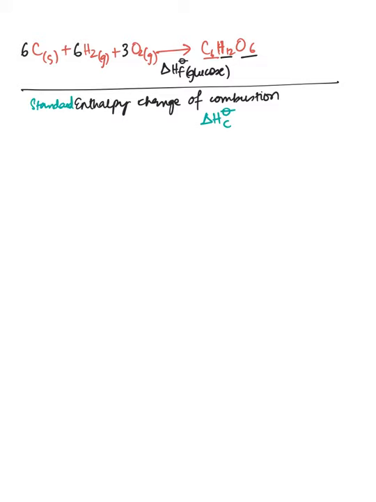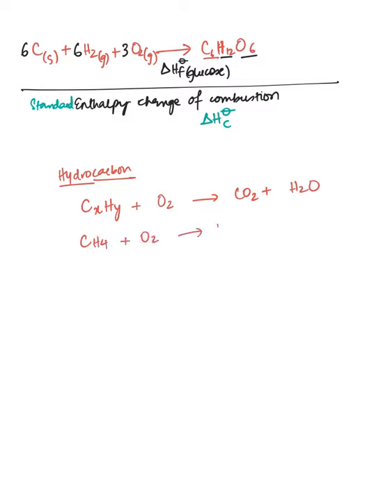Now, what is enthalpy change of combustion? A hydrocarbon, when it burns, hydrocarbon means something that has both carbon and hydrogen. So CxHy, whatever compound it may be, whenever a hydrocarbon burns in oxygen, it will give carbon dioxide and water on complete combustion. Let's assume CH4, methane. It burns in oxygen to give us carbon dioxide and water. Let's take ethene, C2H4. It burns in oxygen to give us carbon dioxide and water.